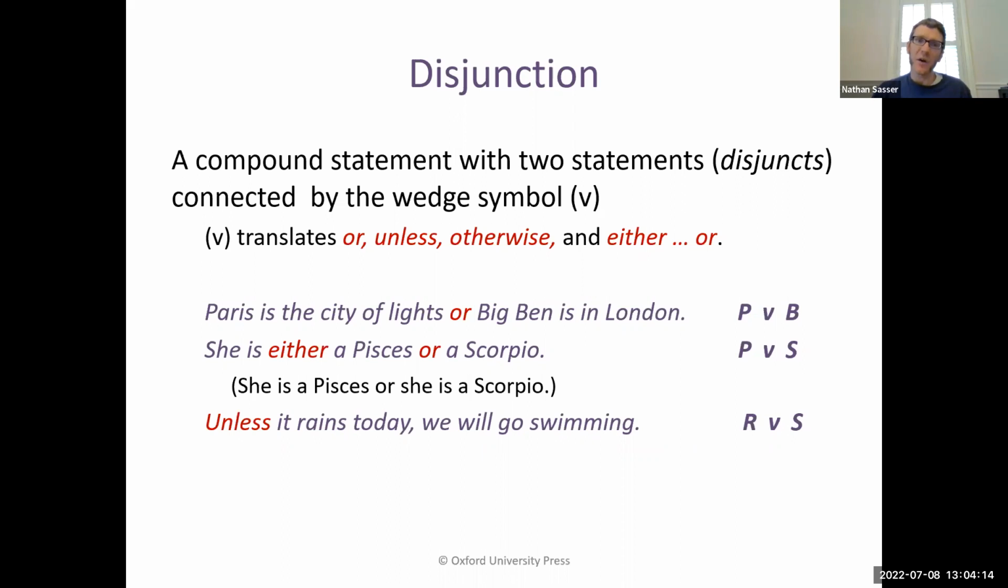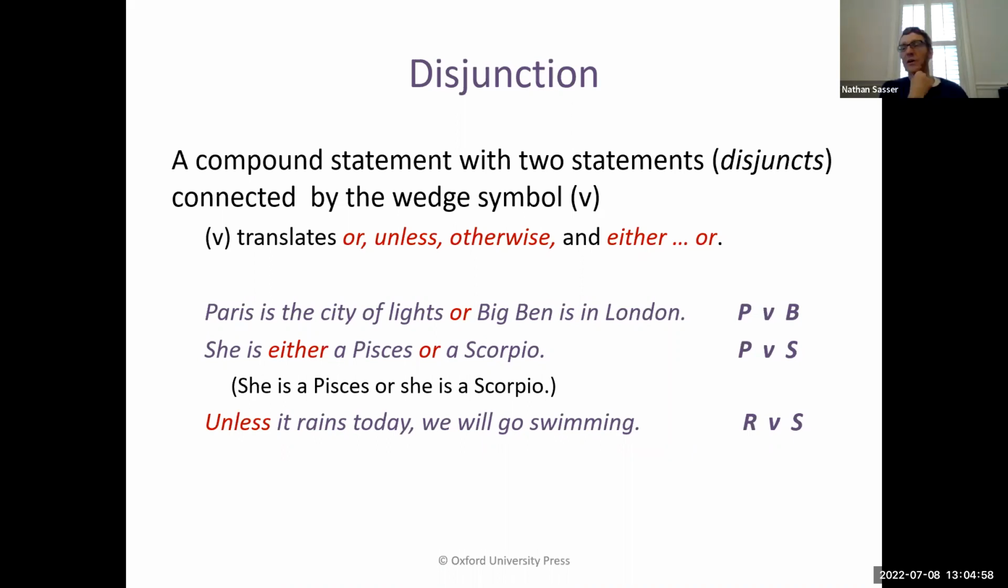What about this one? She is either a Pisces or a Scorpio. Again, this is kind of like the Frank and Ernest example. You might look at that or and say, well, I know that one of the disjuncts looks like she is a Pisces, but what's the other disjunct? It can't just be a Scorpio, because a Scorpio is not a statement. It's just a class term. It doesn't have a truth value. So what's going on? Well, implicitly, here's what it's saying. She is a Pisces or she is a Scorpio. So we'll just stipulate P stands for she's a Pisces, S stands for she's a Scorpio, and we represent the statement as P wedge S.